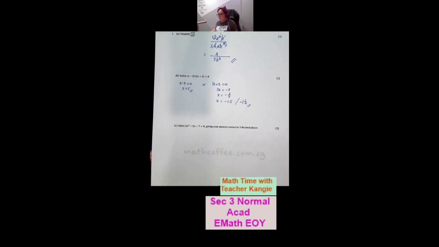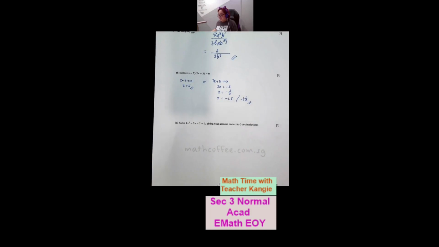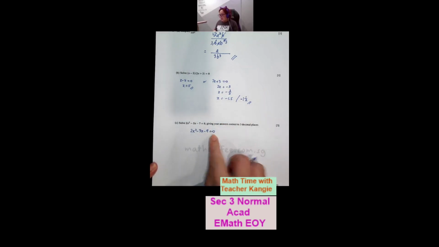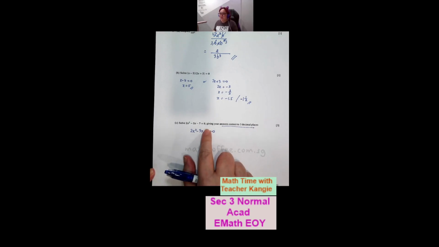Let's move on to part C. Part C says solve the equation equals 0. The good thing is it's already equal to 0. And over here they already hint you when they say give your answer correct to 3 decimal places. I will know that this quadratic I cannot factorize. So I will have to use the quadratic formula. Make sure that the right hand side is 0. In this case, it's already 0.